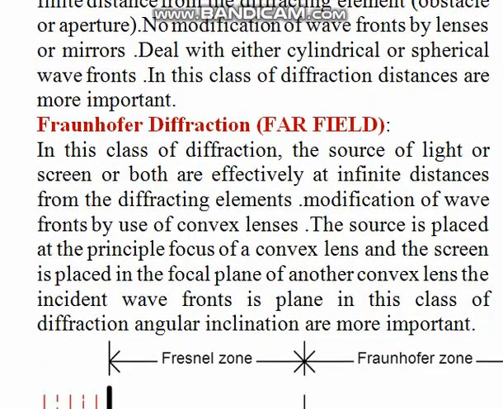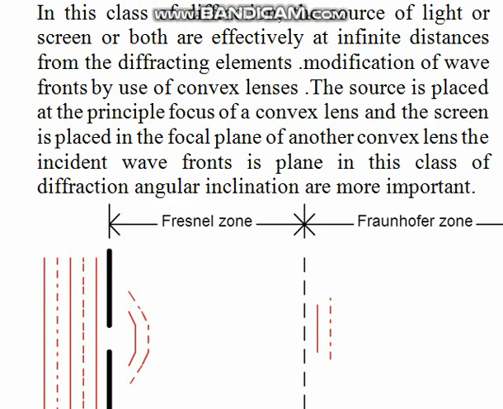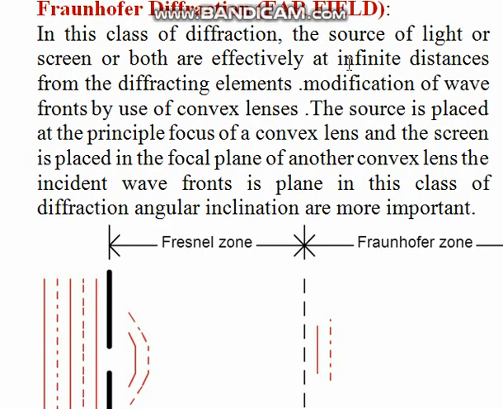Now let's see the Fraunhofer diffraction. In this class of diffraction, the source of light, the screen, or both are effectively at infinite distance from the diffracting element, with modification of wavefronts by the use of convex lenses. The source is placed at the principal focus of a convex lens and the screen is placed on the focal plane of another convex lens, so the incident wavefront is plane. Here angular inclinations are more important. This is the far field diffraction known as the Fraunhofer diffraction.